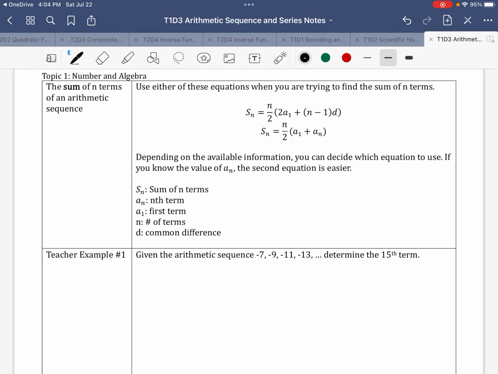So the first one, if you know the number of terms, divide that by 2, and then multiply that by 2 times a sub 1 plus n minus 1 times the common difference. Or if you have the last term, the second equation does tend to be easier. So if you know that you're finding the sum of the first 15 terms and the 15th term is equal to some value that you know, then you can just do S sub n equals n over 2 times a sub 1 plus a sub n. Okay, so again, if you see S, we're talking about the sum. A sub n is your nth term.